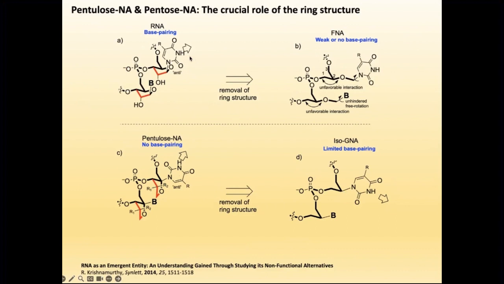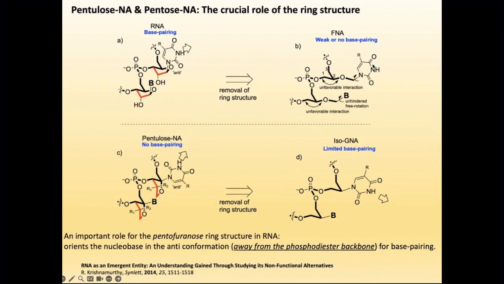And what's happening is, if you look very closely, this Watson-Crick face of the base is facing the right way, away from the phosphodiester, so that they can base pair. But here it's facing the wrong way. And by removing the structure, we have made it face the right way so that we can base pair. But here, it has too much rotation, so it suffers from it. And so what happens is, the ribofuranose actually is holding the nucleobase in the right position, facing away from the phosphodiester backbone, so that you can make a duplex.